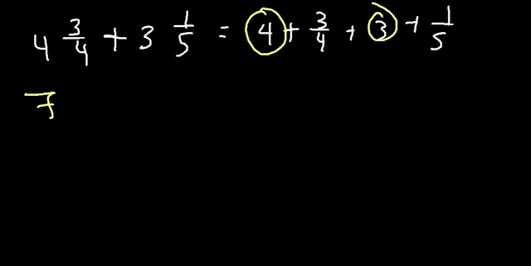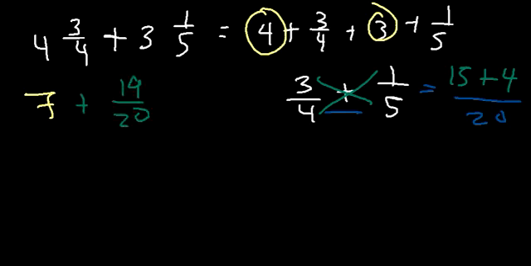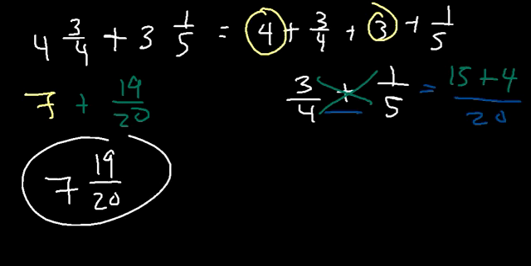4 and 3, that gives me 7. And then I'm going to combine these two fractions using the first method that we covered. So 4 times 5 is 20. 3 times 5 is 15. And then 4 times 1 is 4. So that's 19 over 20. So then we can write it as 7 19 over 20.